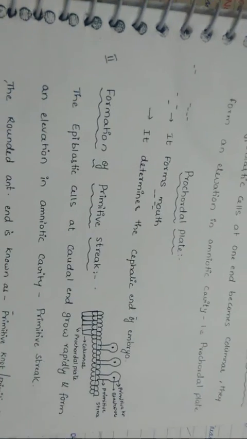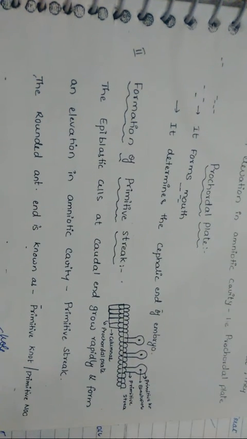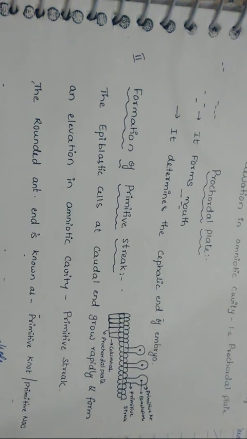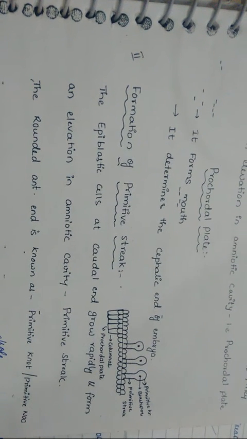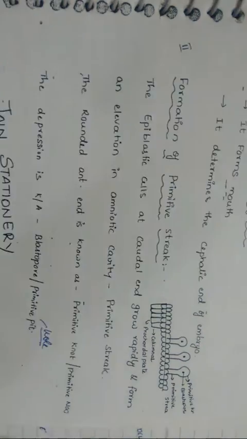Now let us understand the next concept, which is the formation of the primitive streak. What is the point written here? The epiblastic cells at the caudal end grow rapidly and form an elevation in the amniotic cavity. That is called the primitive streak. The round end is called the primitive knot or primitive node. The depression is called the blastopore or primitive pit.